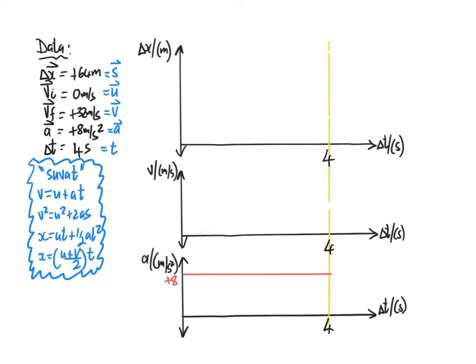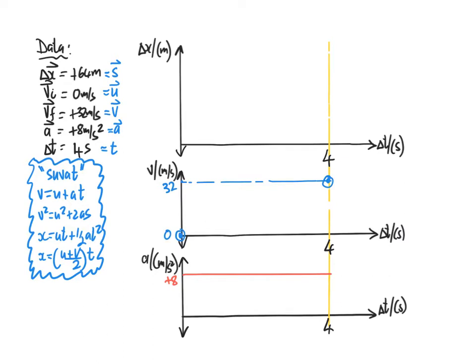And there is our acceleration versus time graph. Simple, it's a horizontal straight line. The next one is the velocity time graph. Now, we know that the initial velocity was 0 meters per second, and that the final velocity is 32 meters per second. This would be 32, and we need to indicate that because it is a significant value.